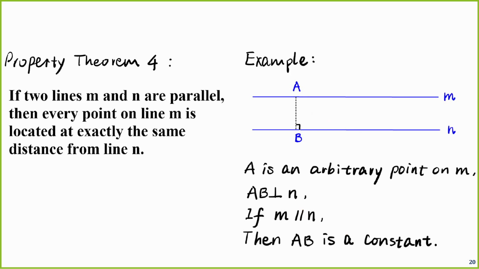Okay, theorem 4 states that if two lines M and N are parallel, then every point on line M is located at exactly the same distance from line N. For example, on the right, if A is an arbitrary point on line M, M is parallel to N, AB is perpendicular to N, then AB is a constant. The length of AB is constant. What does arbitrary mean? Arbitrary means any.